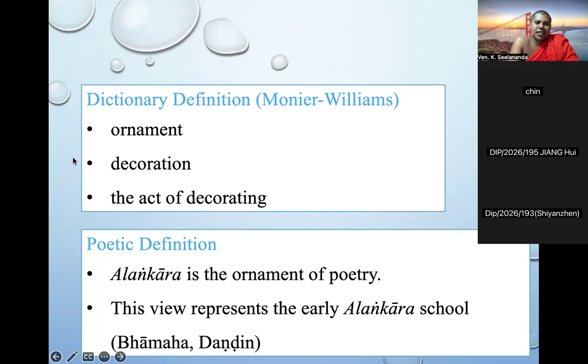Another meaning is decoration. We can decorate something. Another meaning is the act of decorating, the actions or activity of decorating something. These meanings are related to the dictionary definition, according to Monier Williams.